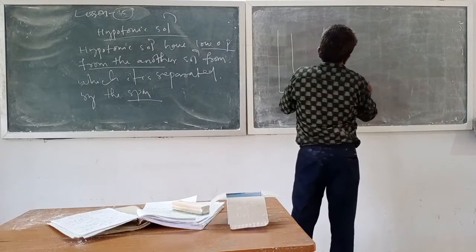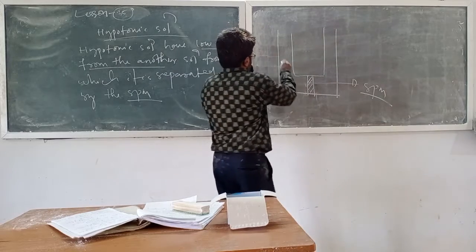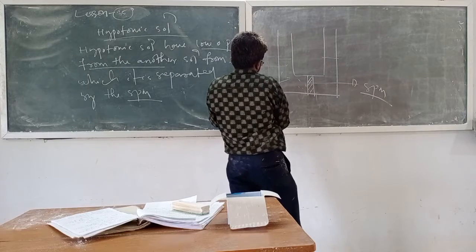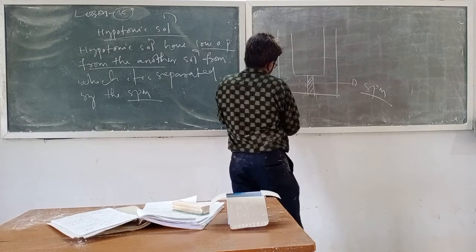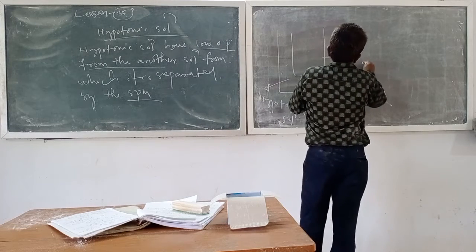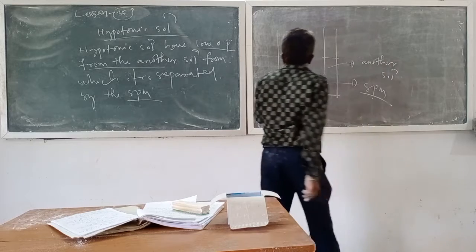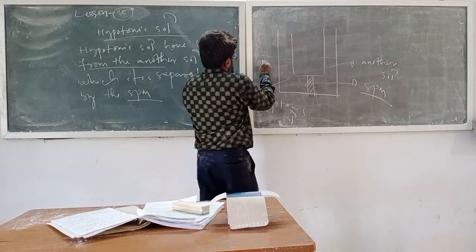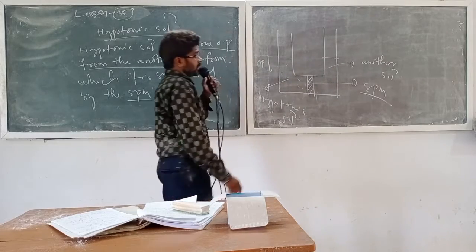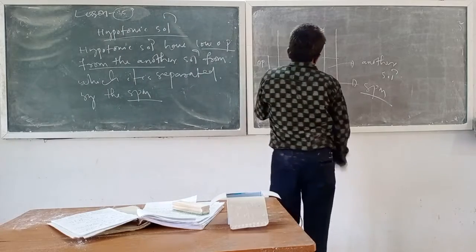Suppose this is the SPM, semi-permeable membrane, and this is the hypotonic solution and this is another solution. So hypotonic solution has osmotic pressure lower than this solution. So that means this solution has higher osmotic pressure.